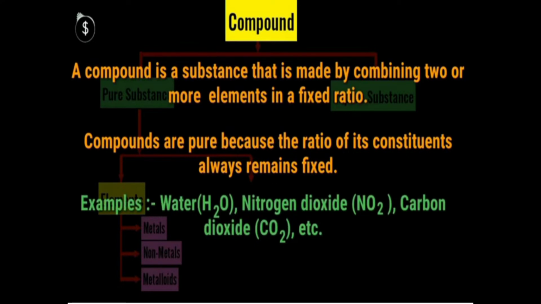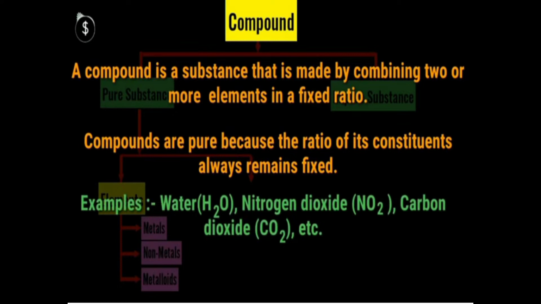Otherwise, we could say that compounds are a mixture. We could consider them a mixture or an impure substance, because here there is a combination of elements. But compounds are classified under pure substances. Why? Because the ratio of their constituents always remains fixed. The elements which are used have fixed ratios. So that's why they are classified under pure substances and not under impure substances.